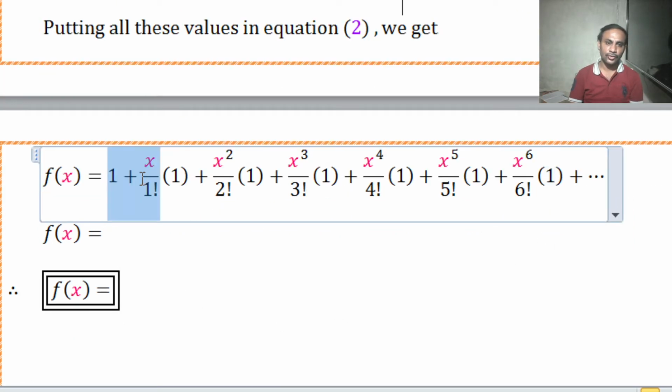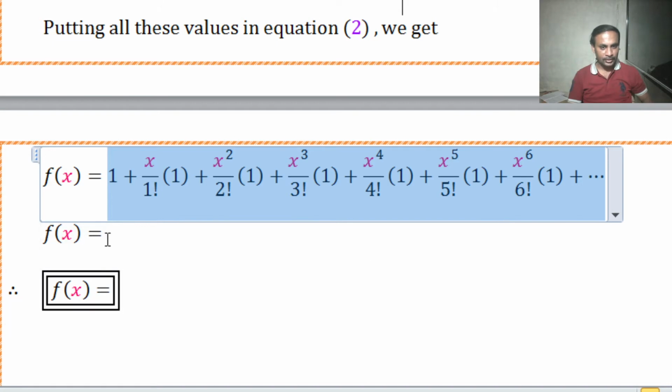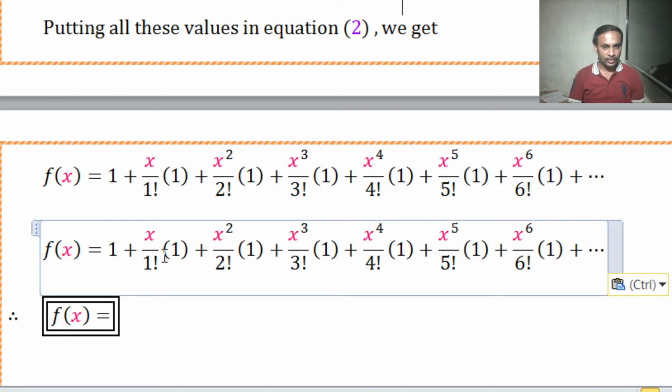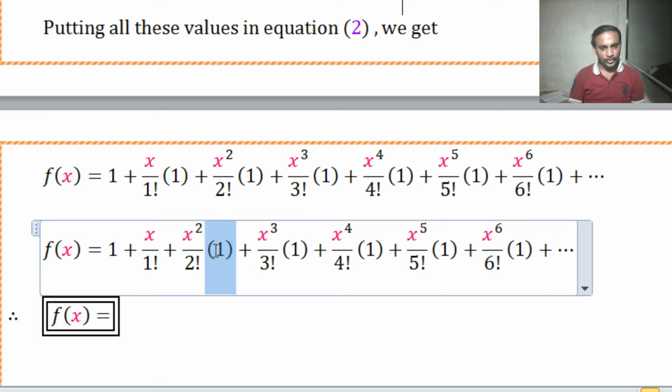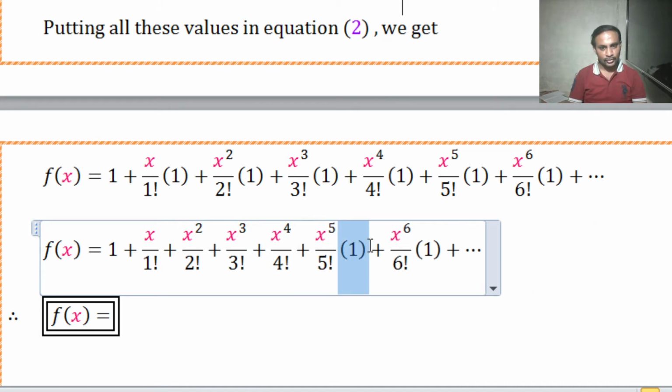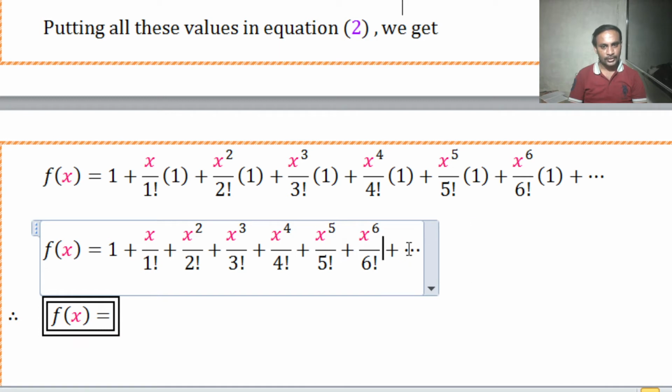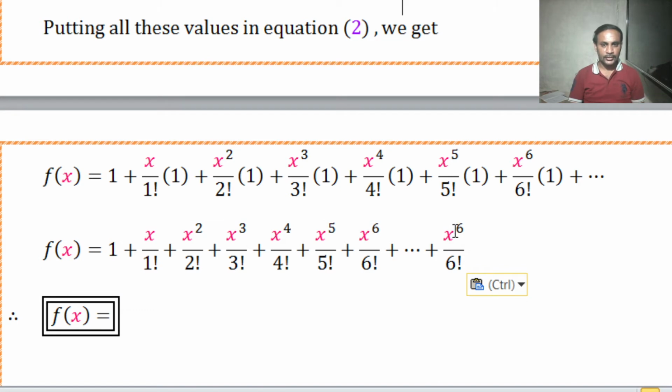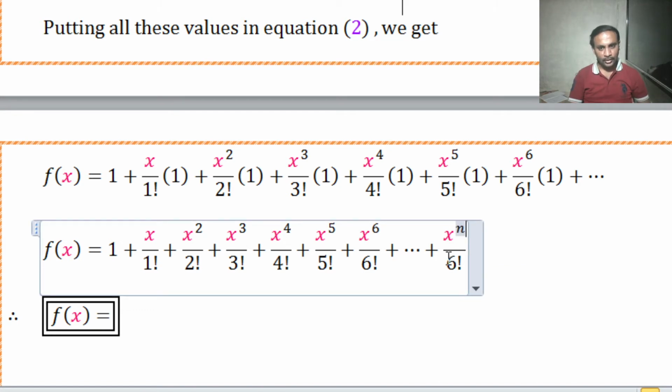After simplification of this series expansion, x upon 1 factorial into 1 is x upon 1 factorial. Here the multiplying term is 1, so we can ignore this term 1, and we can write the series expansion in this fashion. Taking the nth term, we can write the nth term as x raised to n upon n factorial, plus and so on, infinitely many terms.